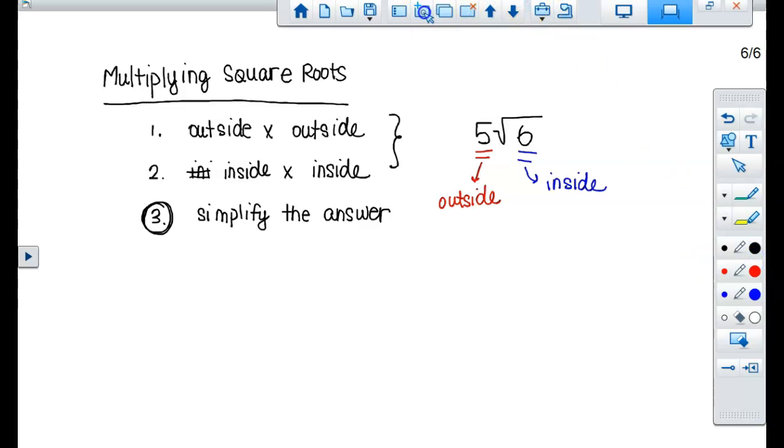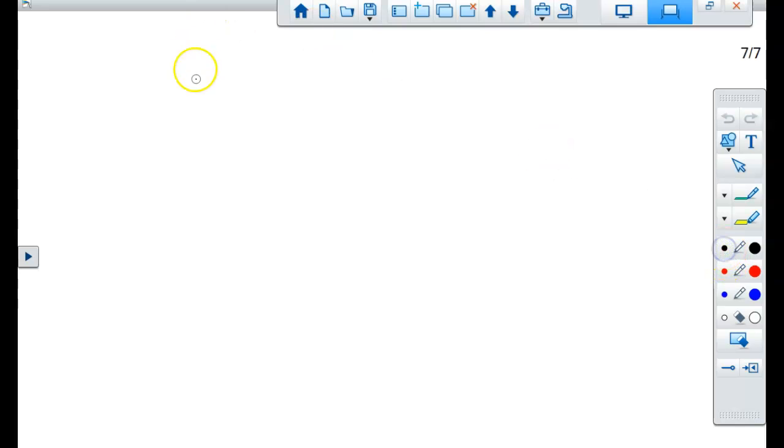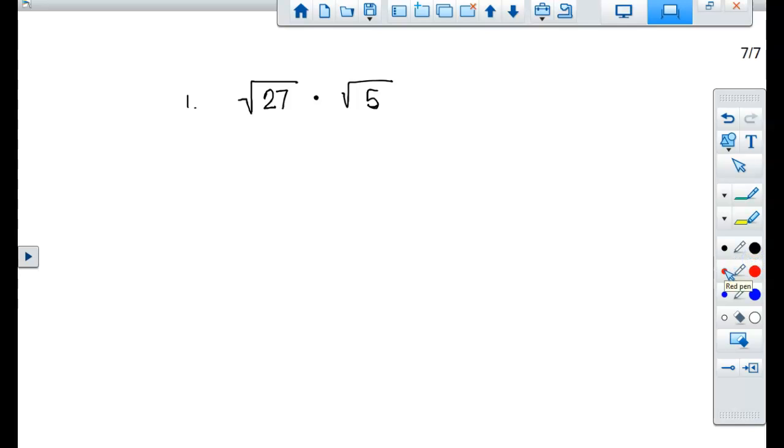All right, so let's do some examples. First problem that we will do here is the square root of 27 times the square root of 5. Now, when we're looking at our 3 steps, first we're supposed to do outside times outside. I want you to notice that this square root doesn't have an outside number, neither does this one. So I don't need to worry about doing that.